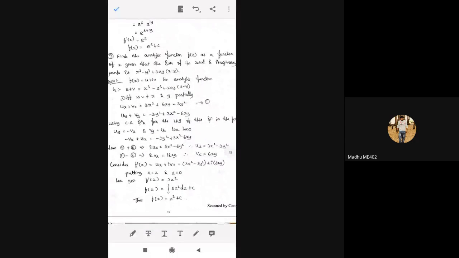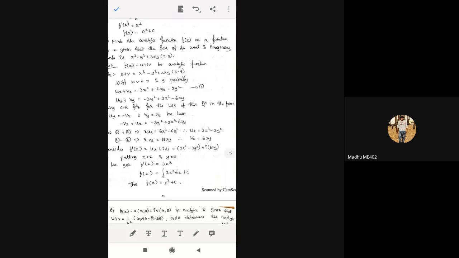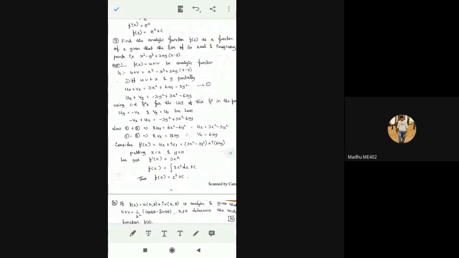So in this question, the statement they have given, they have not given in terms of equation. Statement they have given: find the analytic function. Okay, this is fine. So we need to find f of z as a function of z, given that the sum of its real and imaginary parts is x cube minus y cube plus 3xy of x minus y.